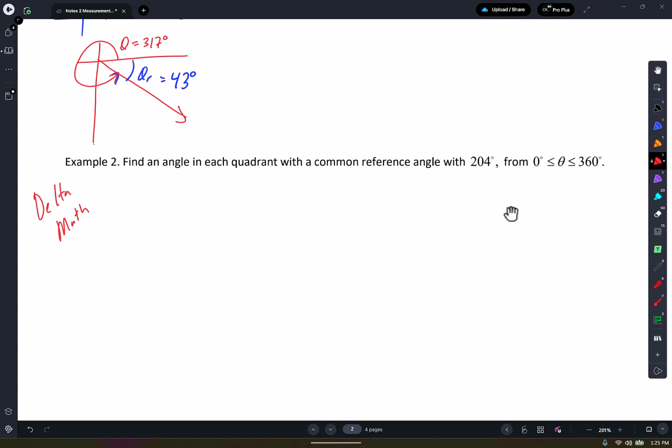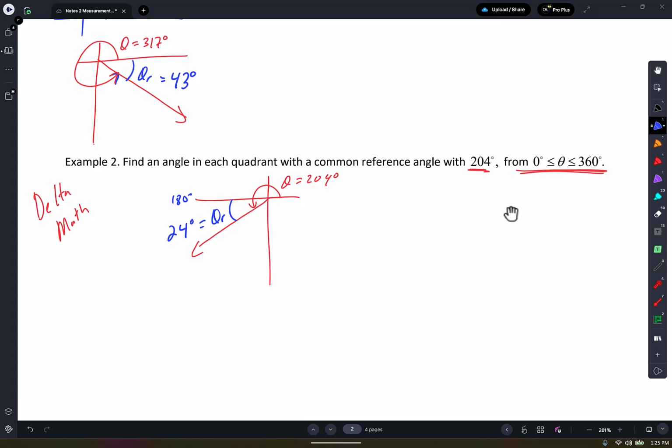All right, find an angle in each quadrant with a common reference angle with 204. It wants to know between 0 and 360. So first, let's do that. So 204 degrees. What quadrant is 204 in? 3. So I'm going to exaggerate quadrant 3, and I'm going to say, here's 204. Theta equals 204, with a little degree symbol. And the reference angle is this guy right there, theta r. Here's 180, the negative x-axis. So the difference between 204 and 180 is 24. So my reference angle is 24 degrees. And that's it for that one.